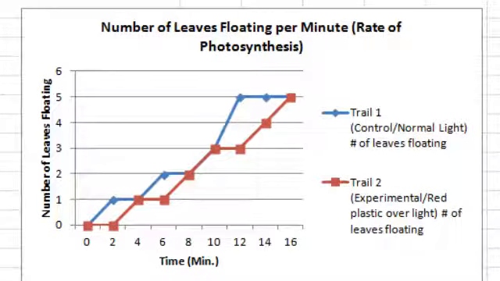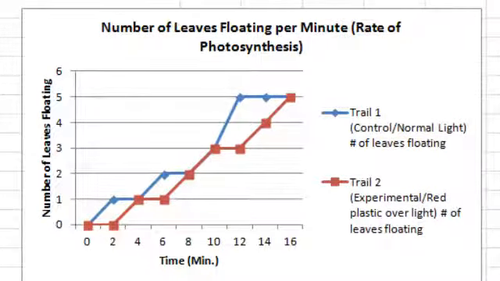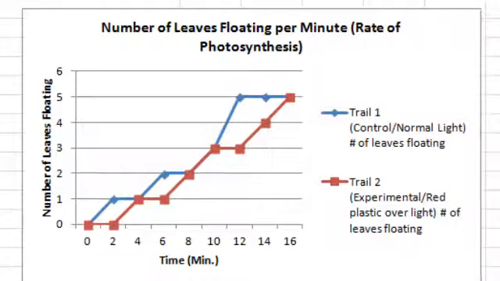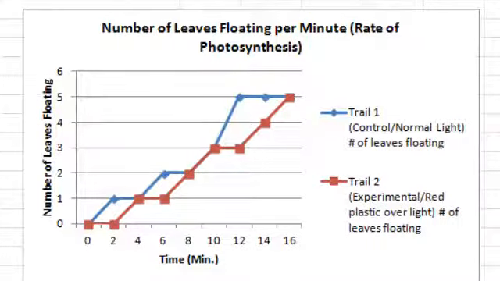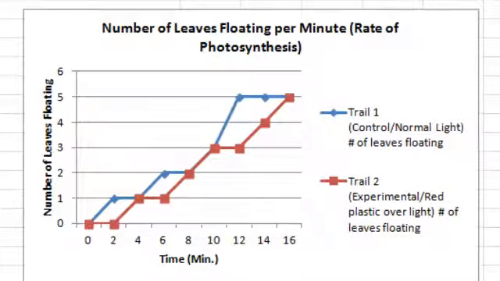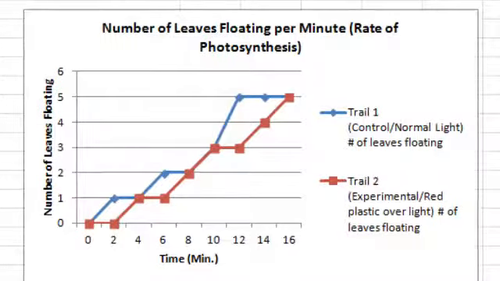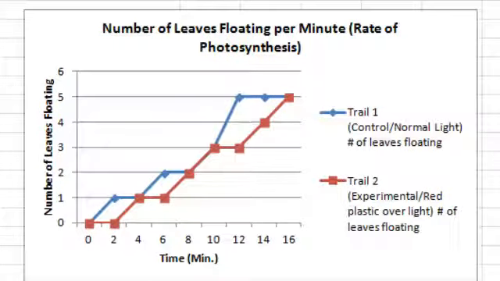Moreover, if not all oxygen was depleted from the leaves prior to being placed in the sodium bicarbonate solution, then the leaves may have floated more quickly. Additional research questions such as how colors of light other than red affect the rate of photosynthesis may clarify how wavelengths of light affect photosynthesis.